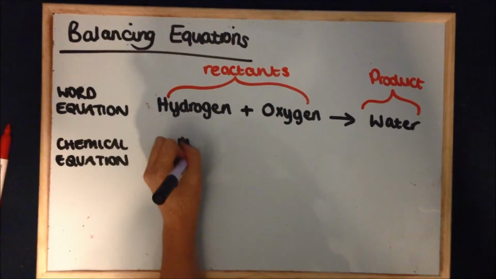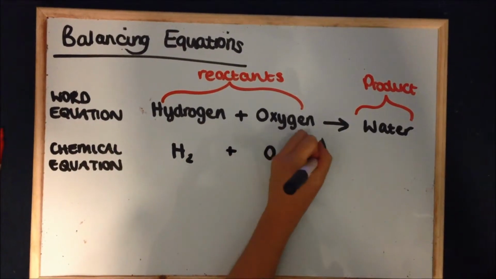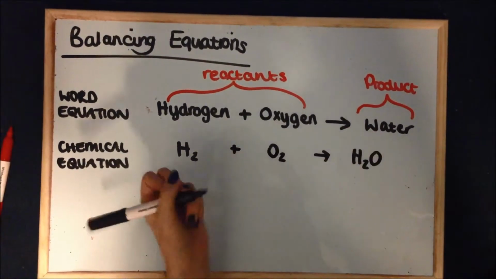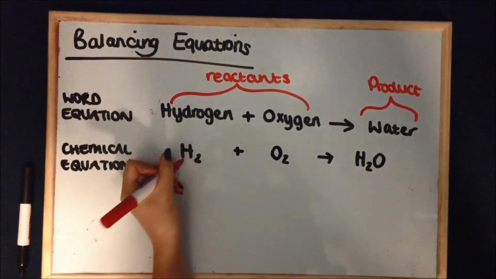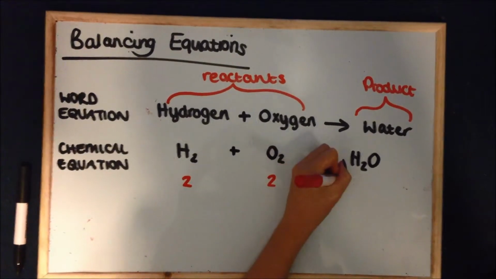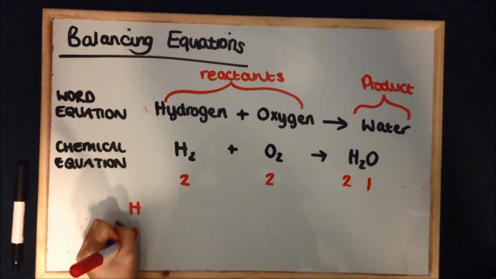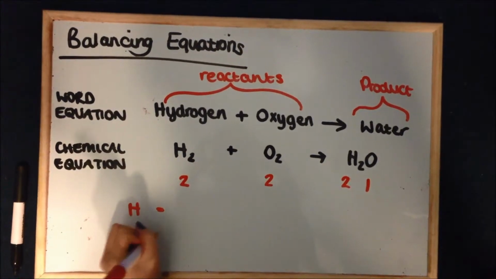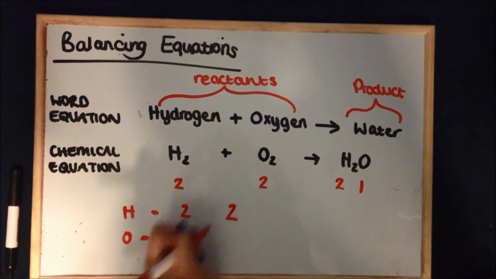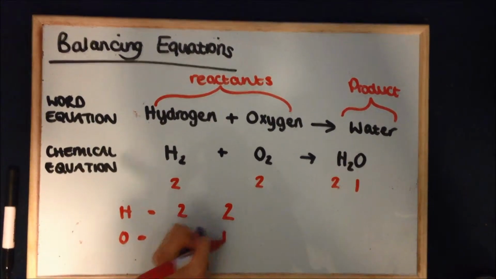To start with, here we have the word equation for water. Hydrogen plus oxygen gives water. Here in the chemical equation, hydrogen and oxygen are always followed with the indices of 2 because they are diatomic molecules, basically meaning that they always travel in pairs. On the reactant side of the equation, we can see we have 2 hydrogens and 2 oxygens. On the product side, we have 2 hydrogens but only 1 oxygen. As they must be equal or symmetrical on both sides, this equation is not yet balanced.